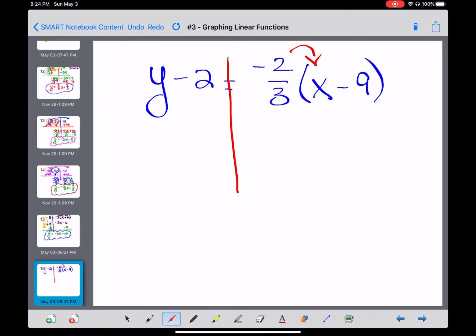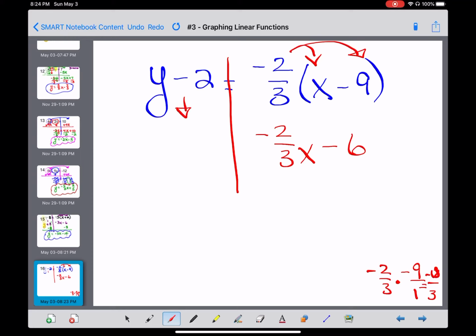Negative 2/3 times x is negative 2/3 x. Negative 2/3 times negative 9. Well, I'm going to do the math down here. Negative 2 times negative 9 is negative 18. 3 times 1 is 3. Negative 18 divided by 3 is minus 6. Simple for those of you that don't have calculators.